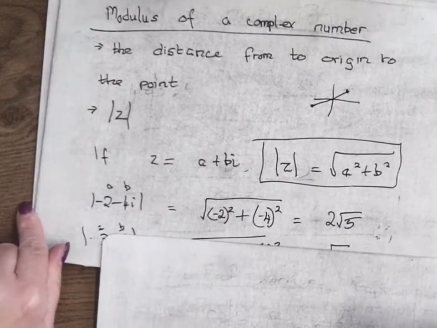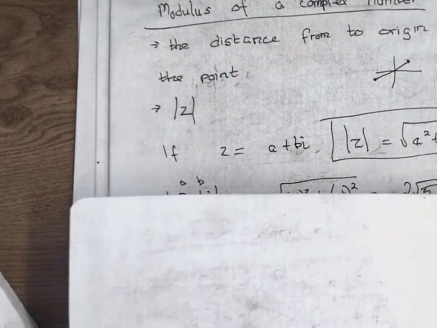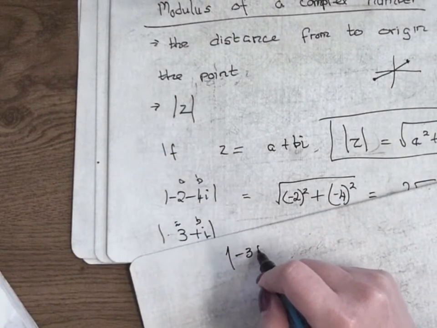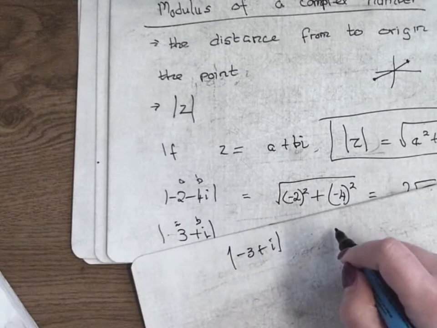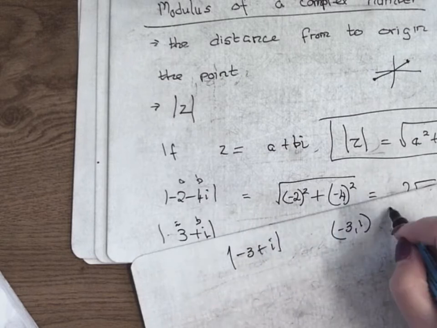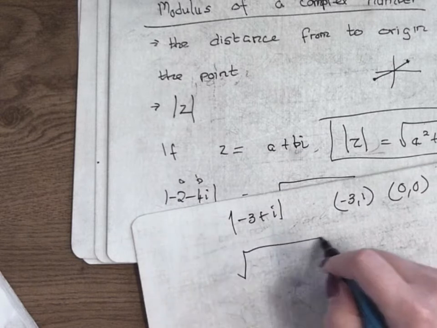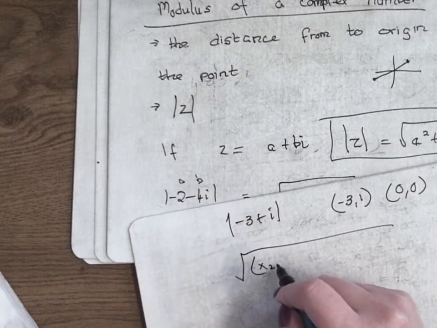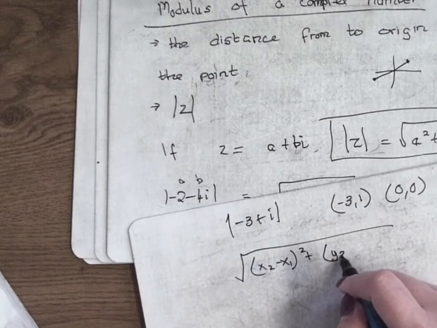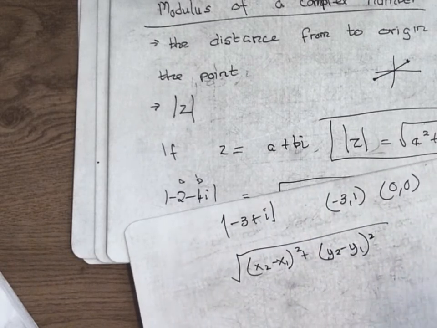Okay, but just in case you did forget how to get the modulus, if it was minus 3 plus i, basically that's the distance from the point minus 3, 1 to the point 0, 0. So you could use the distance formula: x2 minus x1 squared plus y2 minus y1 squared. x1, y1, x2, y2, fill it in, get the same answer.